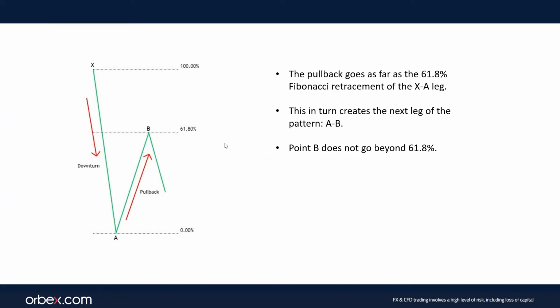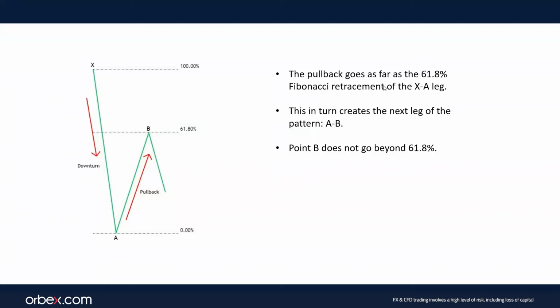Now, what does that mean? This means that we put a Fibonacci retracement from X to A, and the retracement starts at 100% and ends at 0%. Because it's a retracement, we are retracing back as far as we can toward the 100%. But the A to B leg goes as far as 61.8%. It is very strict with the Gartley pattern, possibly a few pips here and there above or below, but usually it doesn't go any higher than 61.8%.